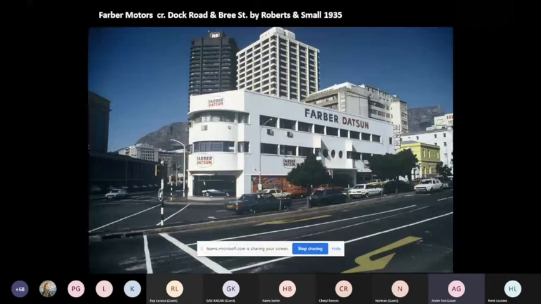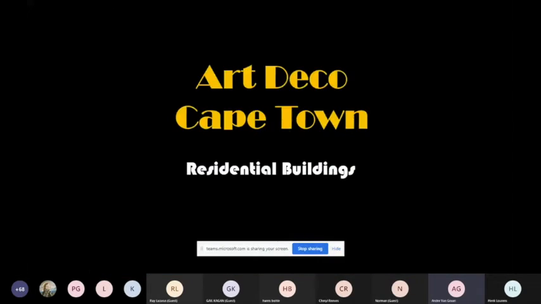This building's still holding out in the center of Cape Town. It was threatened for a long time. Faber Motors, as it was, built in 1935, corner of Dock Road and Bree Street, where the building addresses the corner. It expresses entrances, the ground floor. So again, a transition there, very much perhaps in the modernist, but still drawing very much on Art Deco. Particularly look at that corner, that bay window, that center bay, like the Ruhlmann Bay in Paris. So then we look at residential buildings.